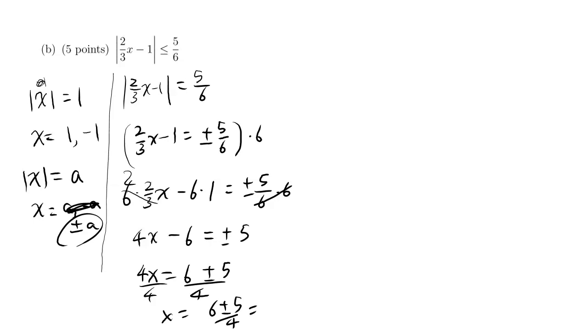Now, plus minus means you add once and then subtract once. So this is actually two numbers. The first number is 6 plus 5 over 4, which is 11 over 4. The second number is 6 minus 5 over 4, which is 1 over 4. So you have these two numbers. And again, you draw the number line. You have 1/4, and you have 11 over 4.